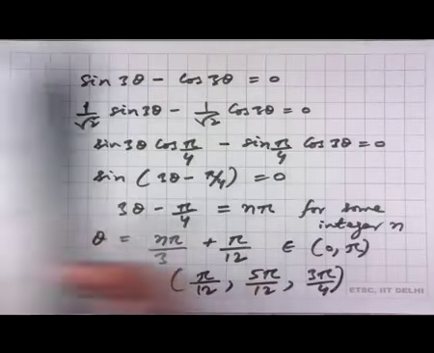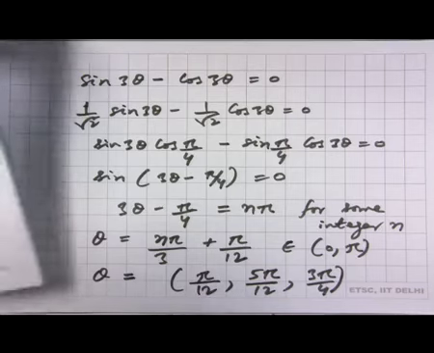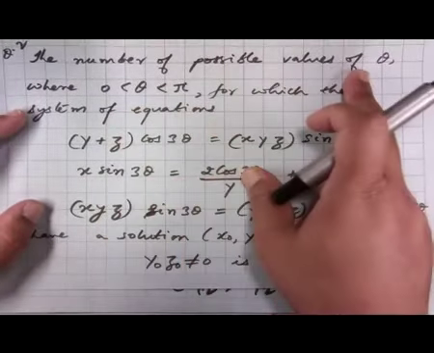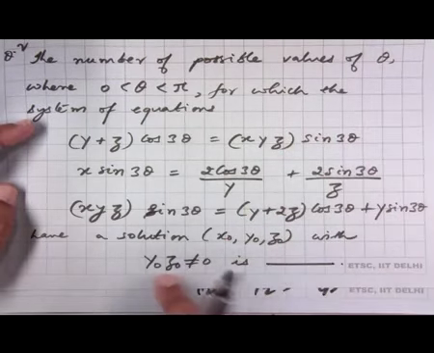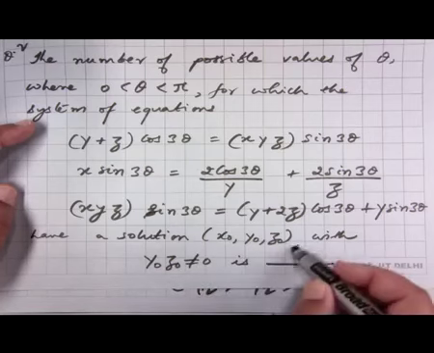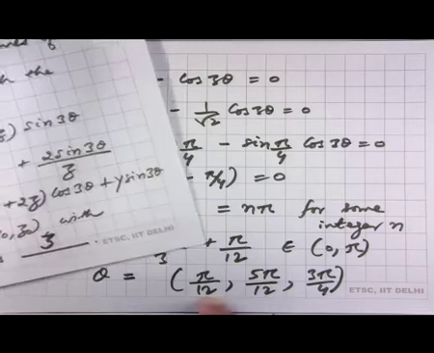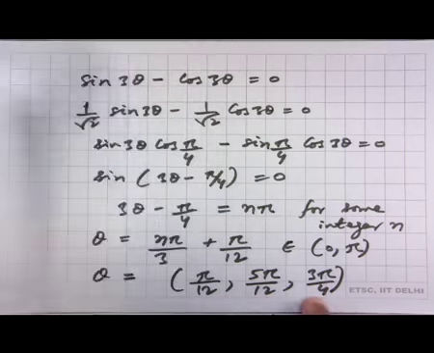But in any case, we have already answered the question, because the answer to this question is that the number of possible values of theta for which the system of equations has a solution where y times z is not 0 is 3, because there are three solutions: pi by 12, 5 pi by 12 and 3 pi over 4. So, that finishes the solution to the second problem also.